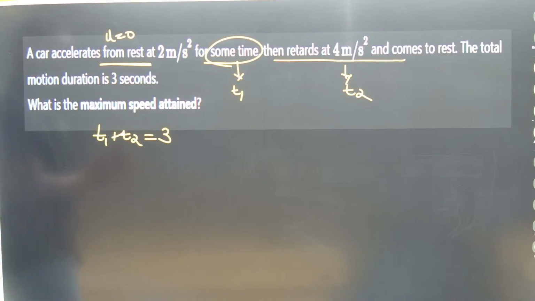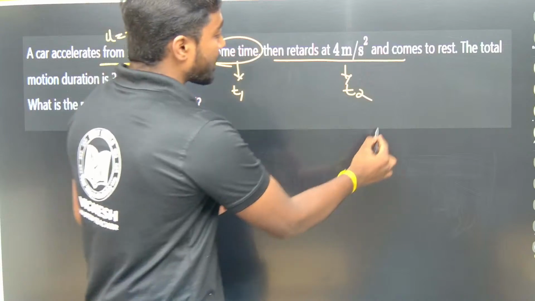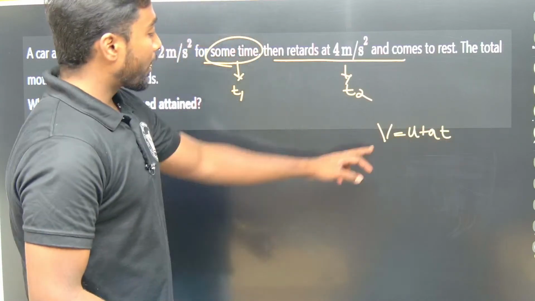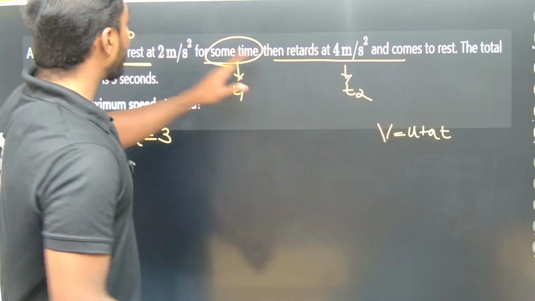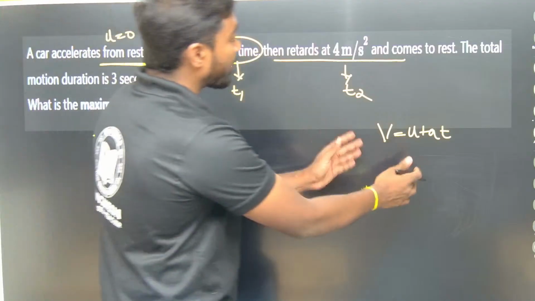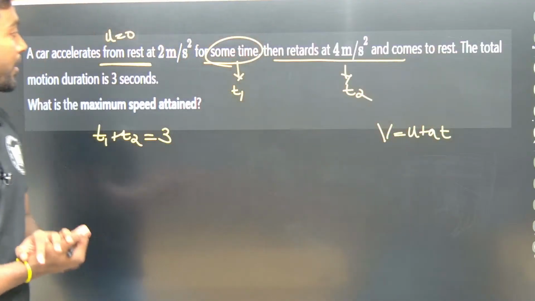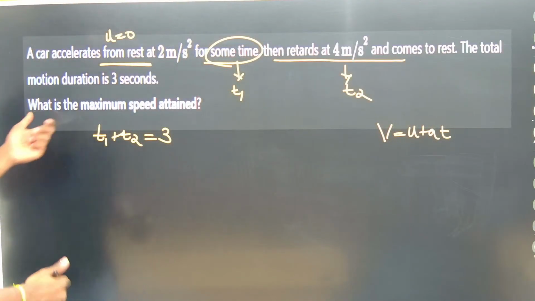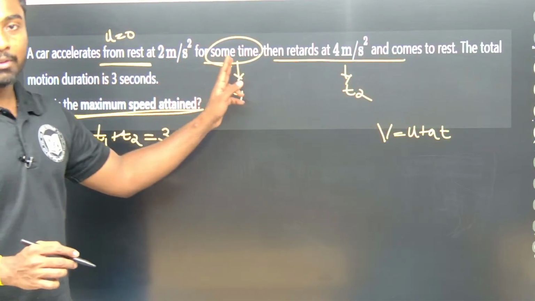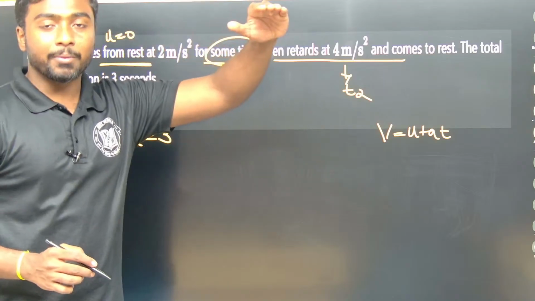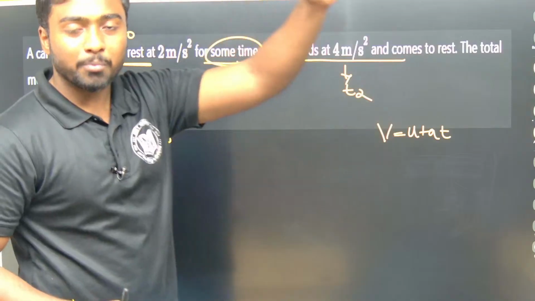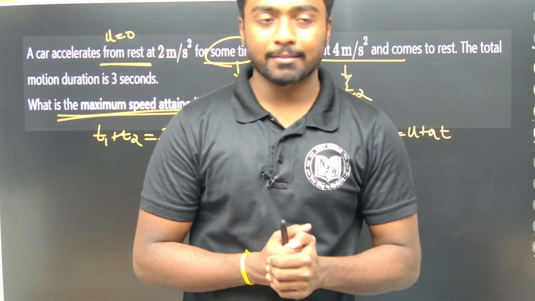So when I take the equation v is equal to u plus at, I can find the final speed for the first part of the motion. Similarly, I can use the same equation to find the speed for the second part. They are asking what is the maximum speed attained. When I use the first part, it attains maximum speed, and then the second part starts from that maximum speed, and then it starts deceleration.